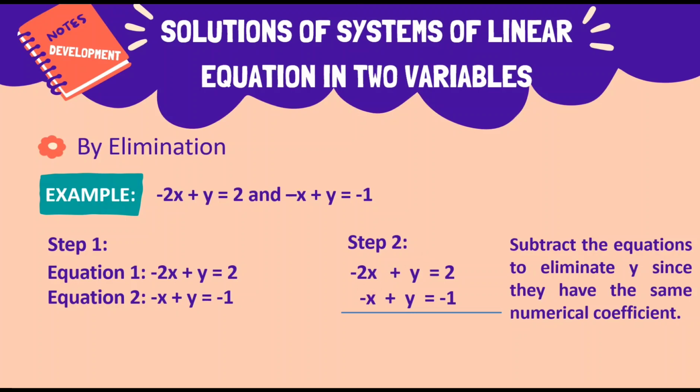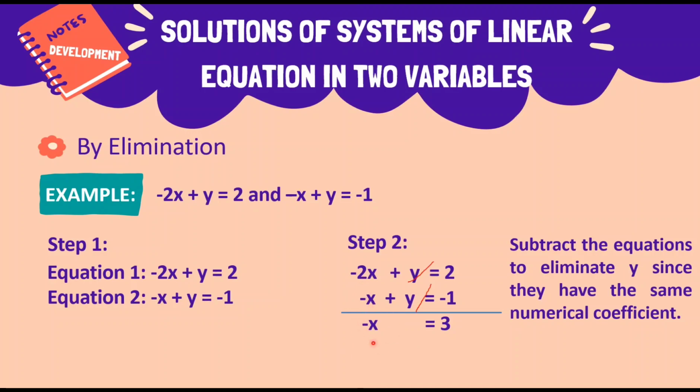Okay. And then we can now cancel y, because y minus y is equal to 0. And then 2 minus negative 1, negative times negative 1 becomes positive 1, so it becomes 2 plus 1 is equal to 3. Okay, so here it is now: negative x is equal to 3. Let me repeat. Negative 2x minus negative x, we have negative x.